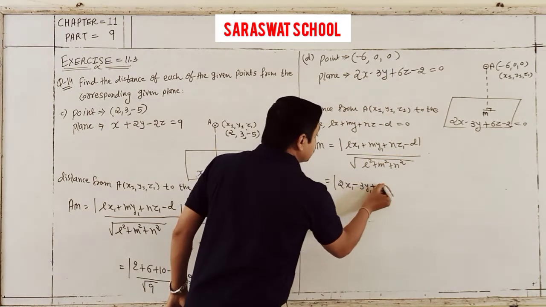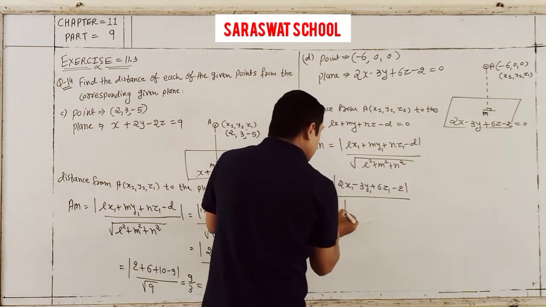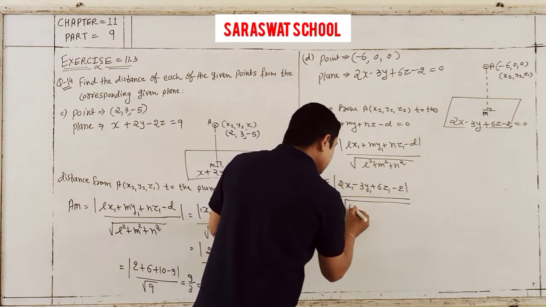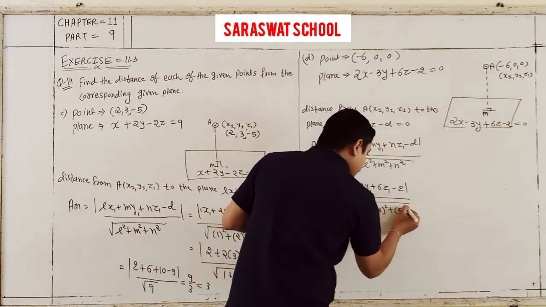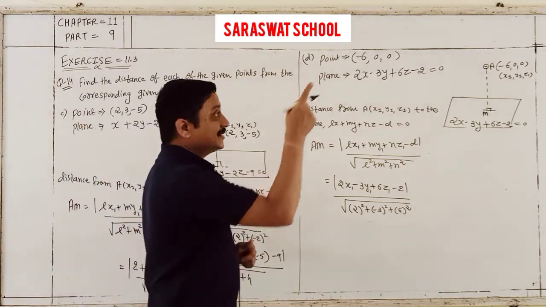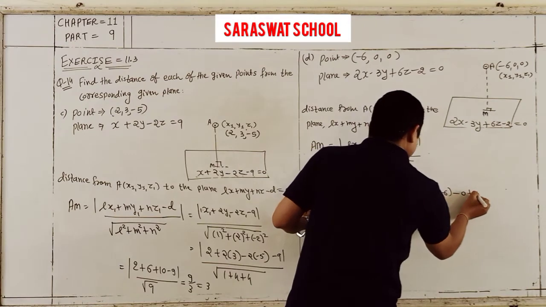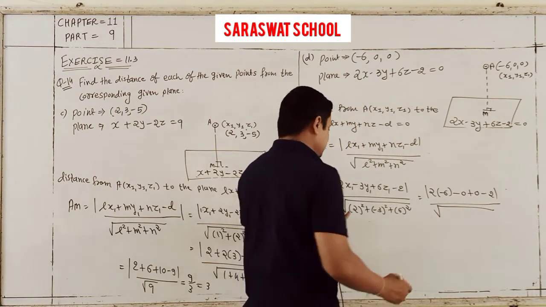2x1 3y1 6z1 minus 2, divided by the square root of l squared plus m squared plus n squared, means 2 squared plus minus 3 squared and 6 squared. Apply the x1 y1 z1 values, that creates minus 6, another is 0, minus 2, and that is your answer, students.